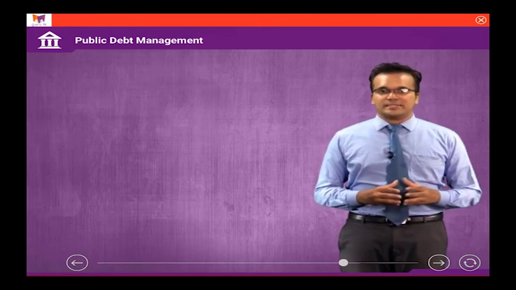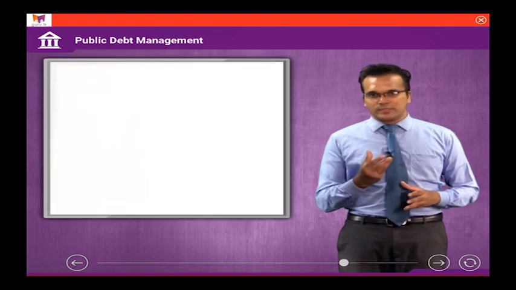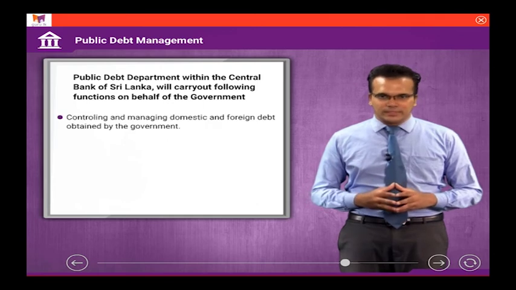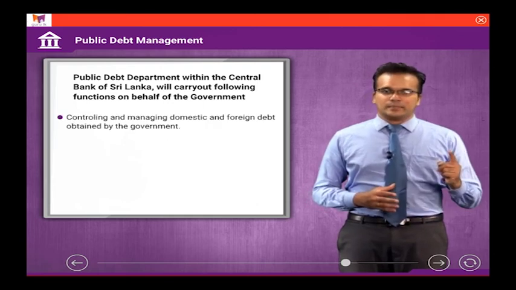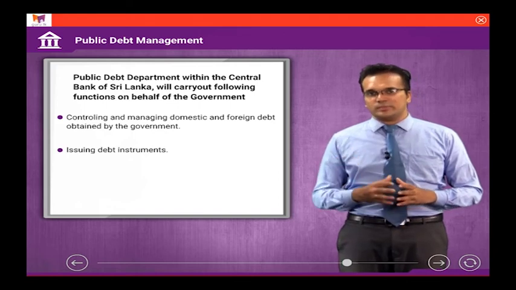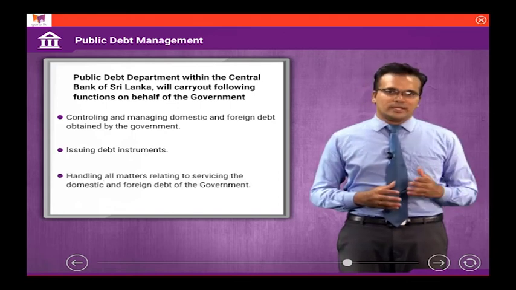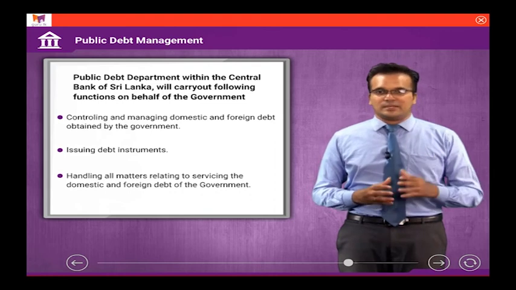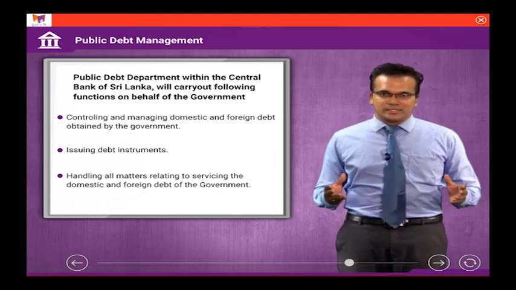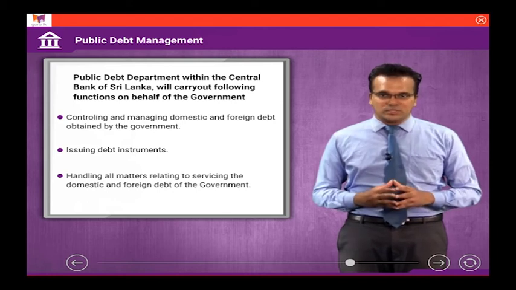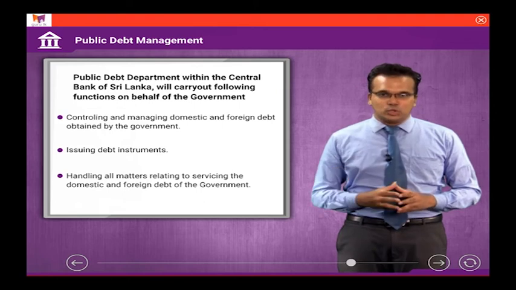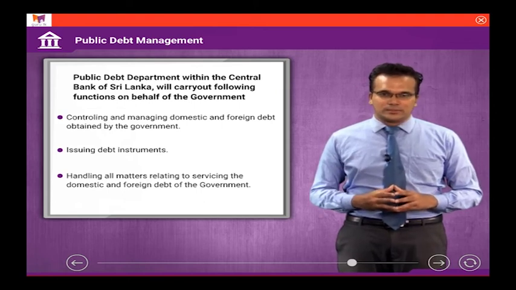Accordingly, the Public Debt Department within the Central Bank of Sri Lanka will carry out the following functions on behalf of the government: controlling and managing domestic and foreign debt obtained by the government, issuing debt instruments and handling all matters relating to servicing the domestic and foreign debt of the government. Usually, the domestic debt is obtained in achieving short-term objectives, whilst the foreign debt is obtained in achieving long-term objectives.